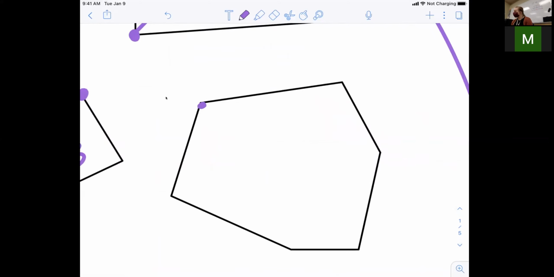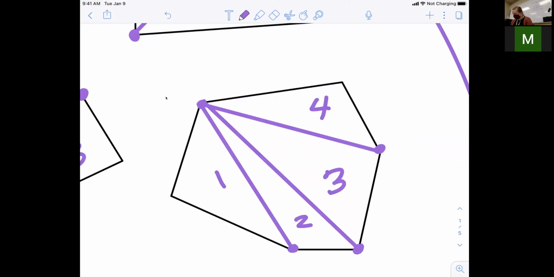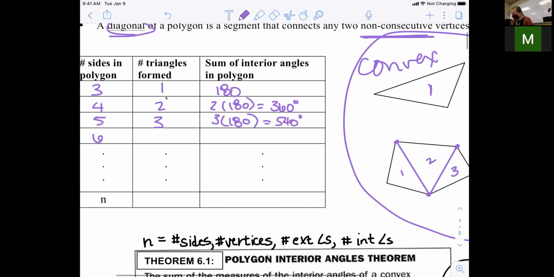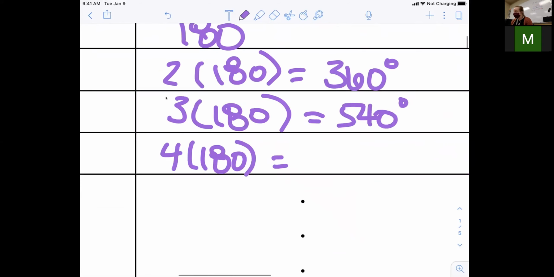Let's pick this vertex to go from. That's the side, not helpful. Here's a triangle. That's good. Okay, here's another vertex. Here's another one. And then the last one would be another side, so that's not helpful. 1, 2, 3, 4. You guys were right. 4 triangles. So that means I can do 4 times 180 and get the sum of the interior angles of a 6-sided figure, which is 720.